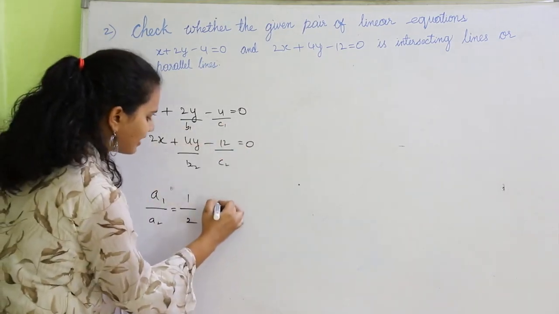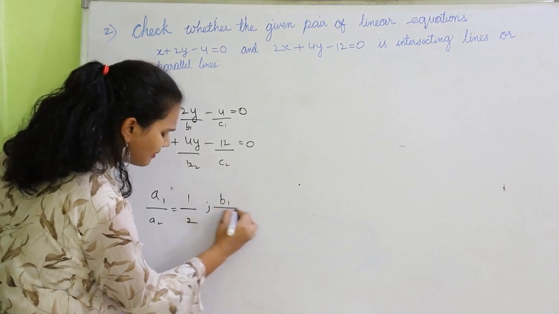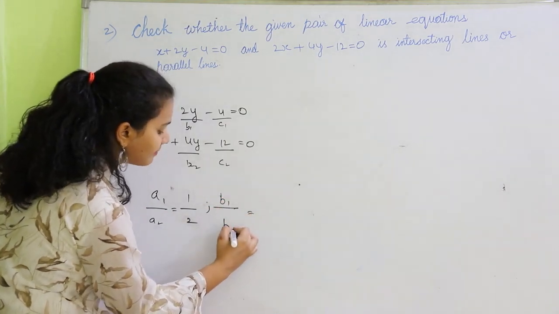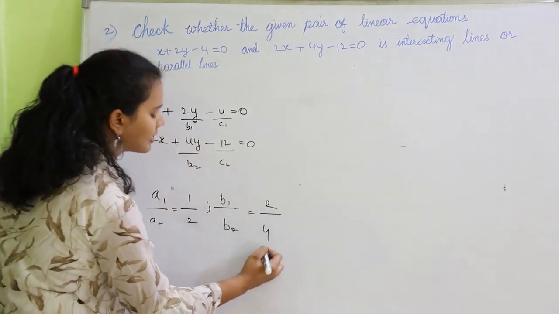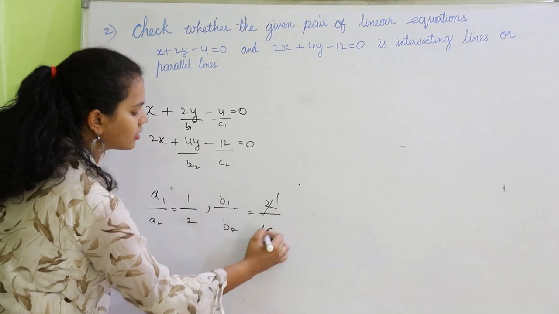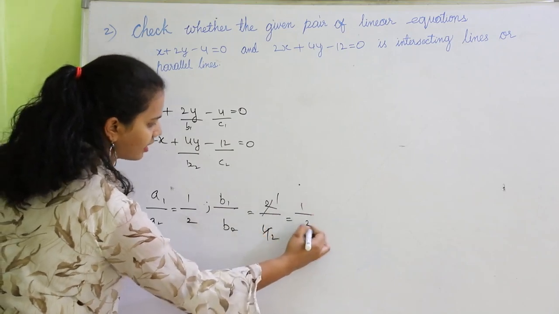So where is the b1 value? Let it be b1 by b2. Where b1 by b2 equals, b1 value here is 2, b2 value is 4. Clear? This is what happens, 1 by 2 if I simplify it. Okay, I got this.